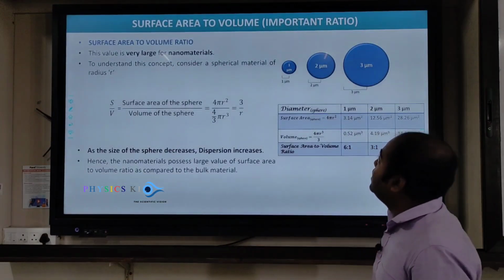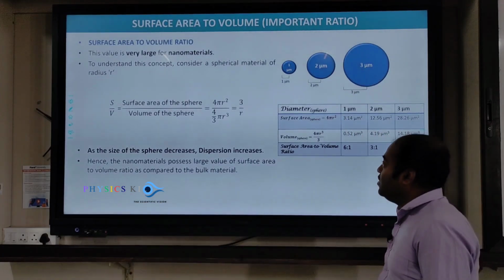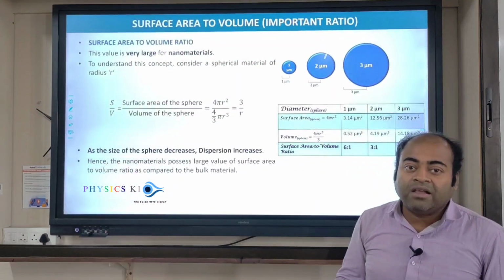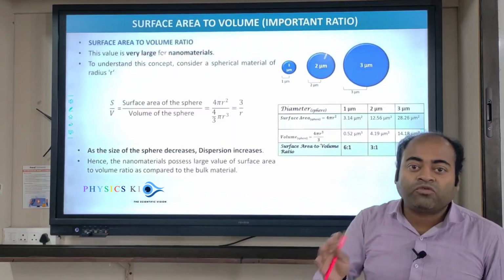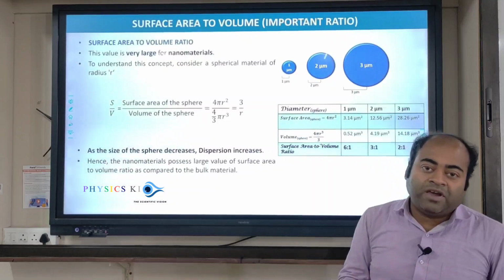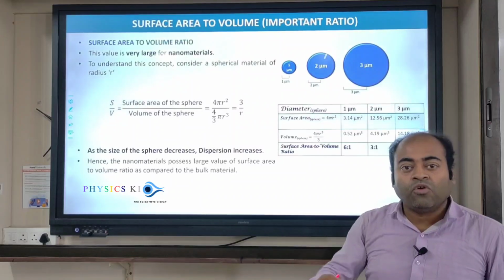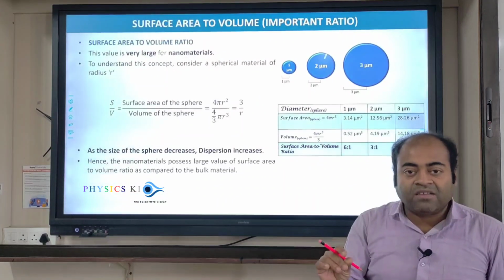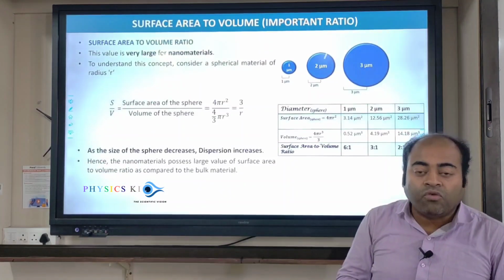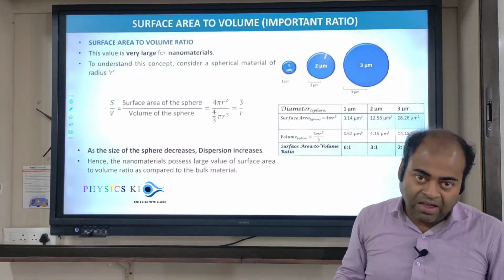Now let us come to the surface area to volume ratio, and this is a very important ratio in the case of nanomaterials. Now we know that as we decrease the size of a particle, the proportion of atoms that are exposed to the surface is larger. For example, let us consider a big sphere. Then the number of atoms inside which are not exposed would be larger. But as we decrease the size of the particle, proportionately more atoms will be at the surface. So what happens? The surface area to volume ratio will increase as we decrease the size of the particle.